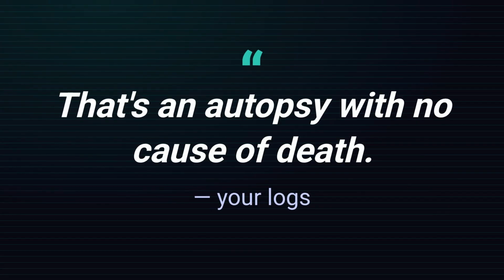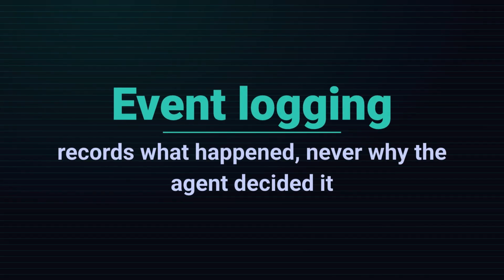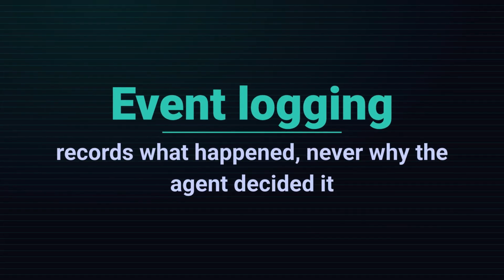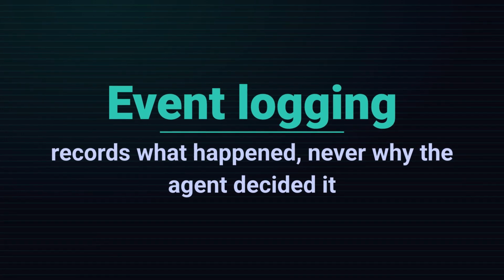Here's the uncomfortable truth. Most agent logs are useless because they capture events, not reasoning. You get a timestamp, a function name, and a blob of input and output. What you don't get is the why. Why did the agent pick that tool? What was the model actually thinking when it chose to fabricate that order ID?